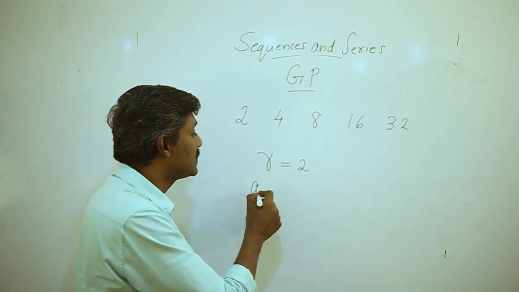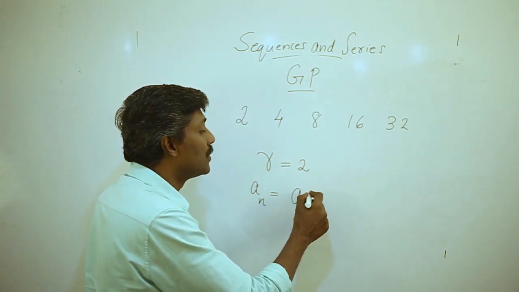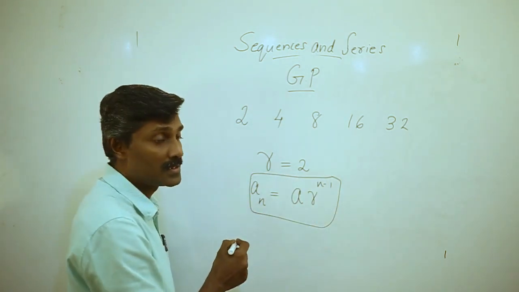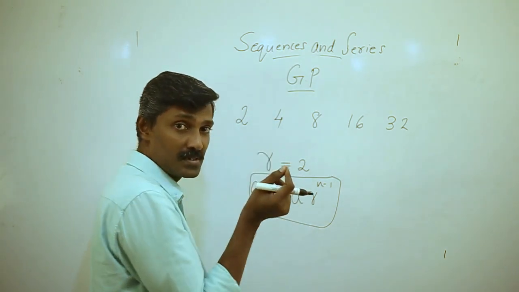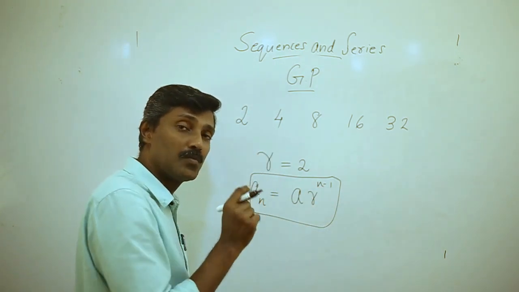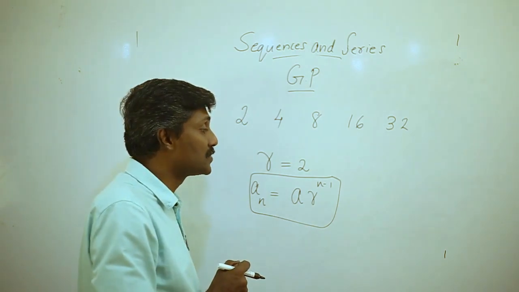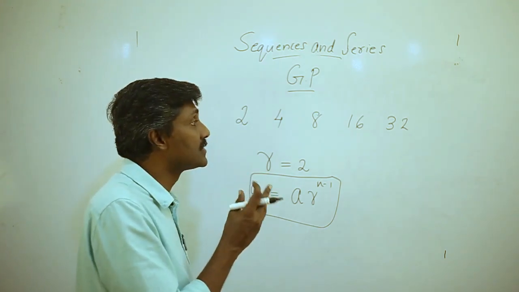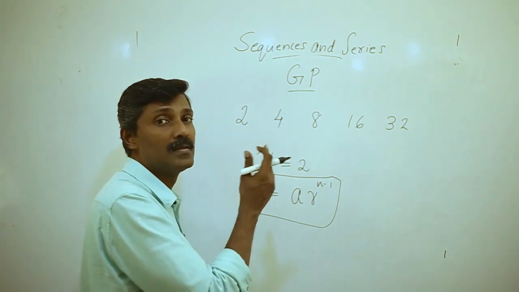And what is the nth term of a GP? How do you find the nth term? It is A into R raised to n minus 1. This is important. Please do keep this in mind. The nth term of a geometric progression is given by A, which is the first term, here it is 2 in this example, into R raised to n minus 1. So in AP it was A plus n minus 1 into D. In GP it is A into R raised to n minus 1. This is the basic concept of a geometric progression. You multiply a constant term to get the next term.